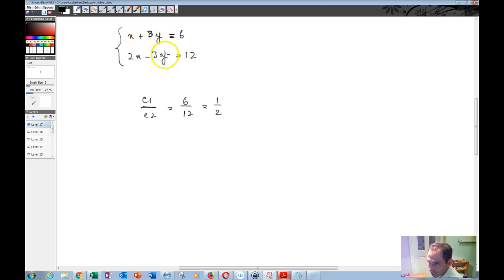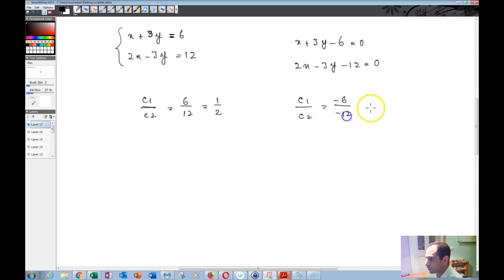Now if you take them to the other side of the equation, that would be x plus 3y minus 6 is equal to 0, and 2x minus 3y minus 12 would be equal to 0. And then in this case C1 to C2 would be equal to negative 6 by negative 12. Again, you'll get 1 to 2. So the ratios would not change, provided that both of them are on the same sides of the equation.